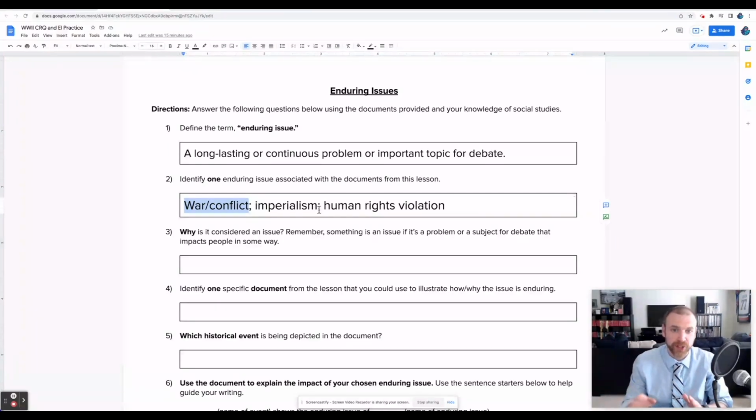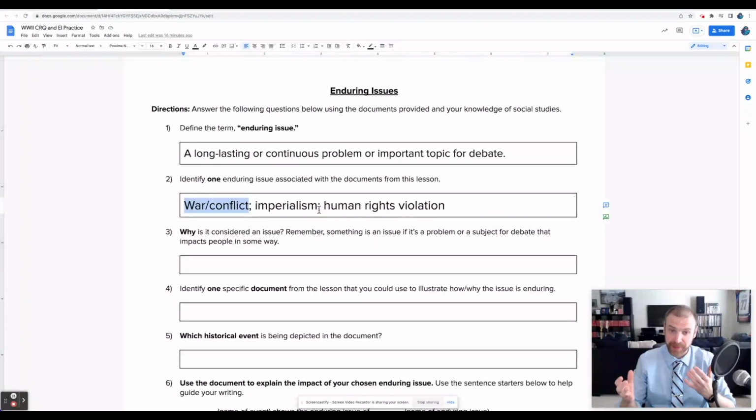And remember, an enduring issue is a long-lasting problem or important topic for debate that humans have always had to deal with. Right? War has been an ongoing issue in human history since day one. War is going on right now between Russia and Ukraine. Right? So since it's going on right now and it's been going on forever, war/conflict could be an example of an enduring issue.